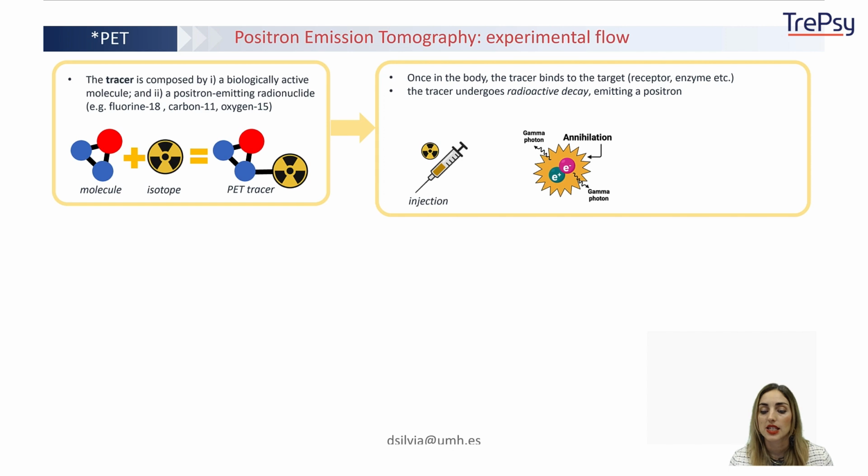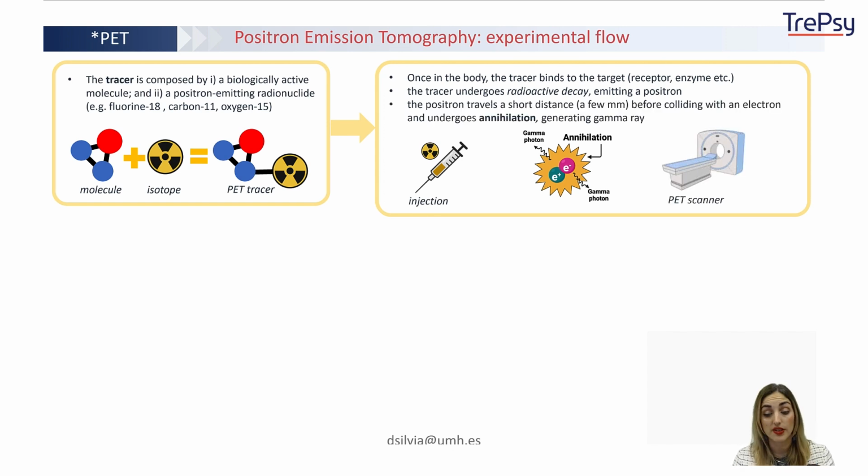So, since the tracer contains a positron-emitting radionuclide, very quickly it undergoes radioactive decay, emitting a positron. This positron travels a very short distance, normally a few millimeters, before colliding with an electron and undergoing this annihilation process, generating gamma rays. And this is captured by the PET camera, which is a camera specifically built to detect these events.